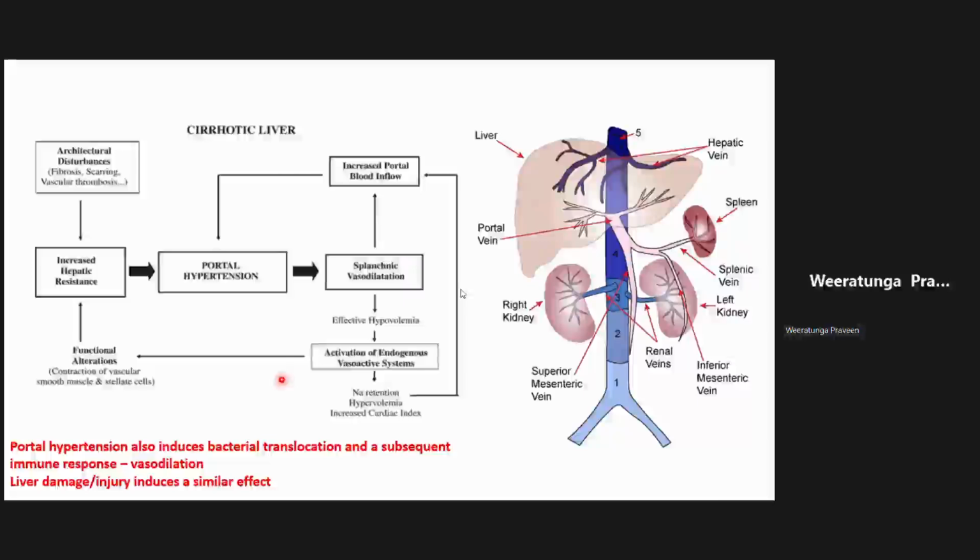When there is splanchnic vasodilatation, the systemic vessels all drain into the splanchnic circulation and you get peripheral hypovolemia, right? Hypovolemia, and that activates the renin, angiotensin, aldosterone system. And this is one of the main contributors to ascites, right? So portal hypertension leads to splanchnic vasodilatation, that's a reflex mechanism. Then splanchnic vasodilatation causes pooling of blood in the splanchnic circulation, depleting the peripheral volume. When the peripheral volume is depleted, that causes activation of renin, angiotensin, aldosterone. And that is one of the main contributory factors to ascites.